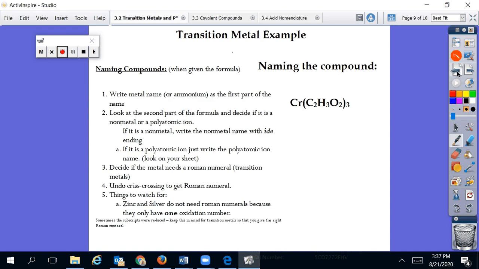Okay, now let's look at this one. We're going to name the compound. First of all, you're going to write the metal name as the first part of the name. So let's first do that. And that is Cr, chromium.